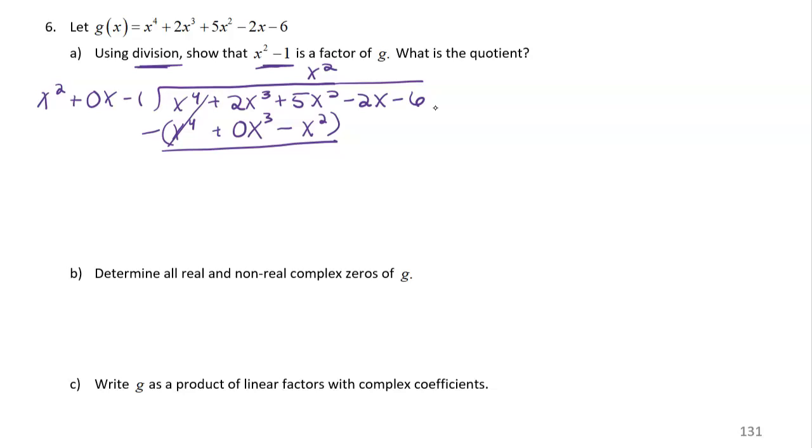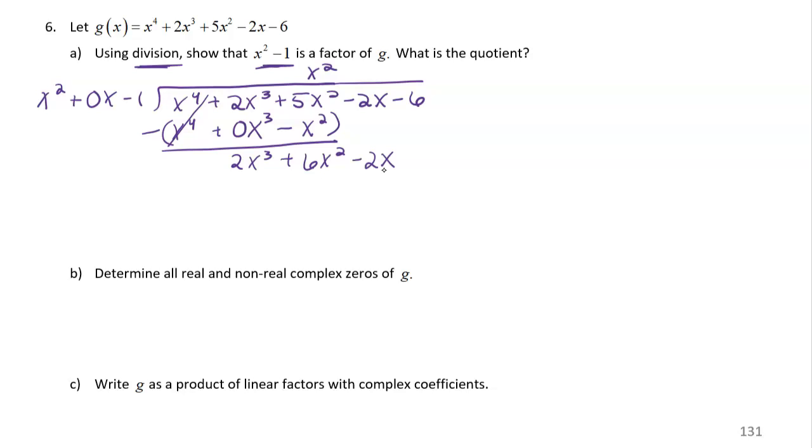The x to the 4th subtract out, you'll have a 2x cubed plus 6x squared. Be careful with the subtraction. Remember, the subtraction distributes through. Okay, bring down the next term and cycle through your division again.